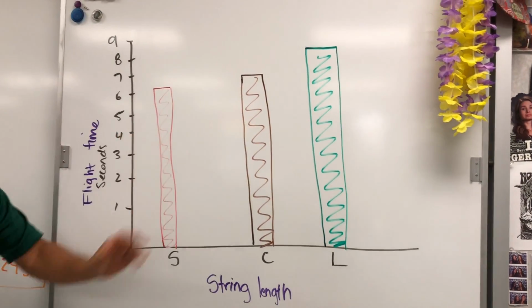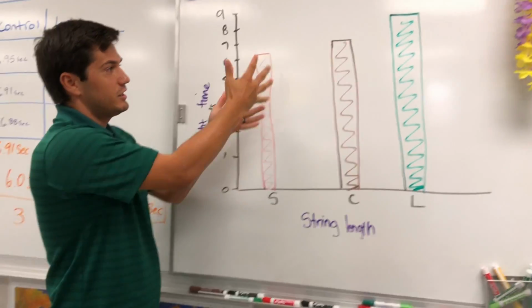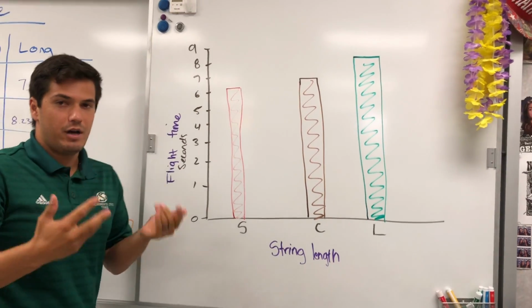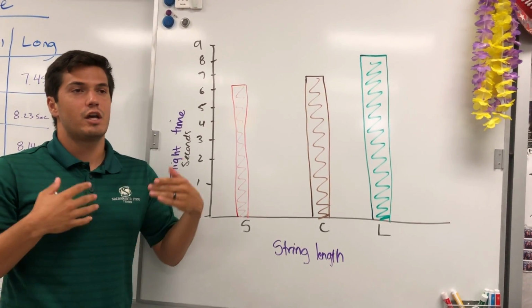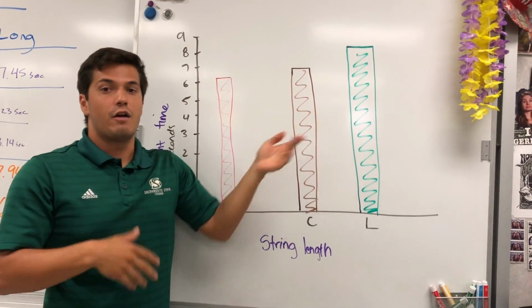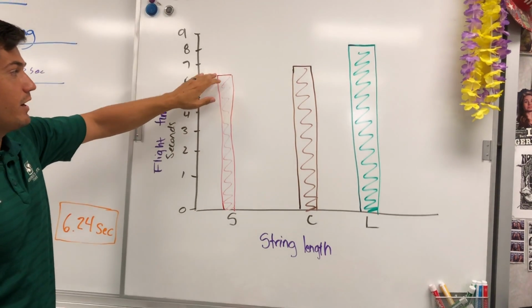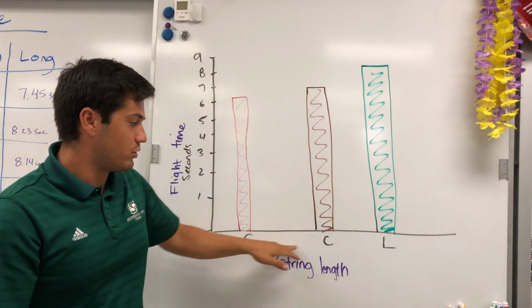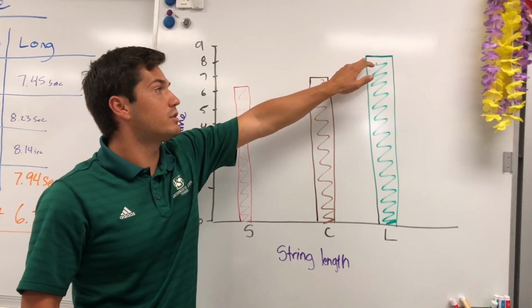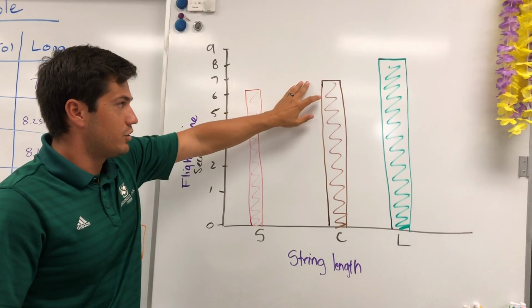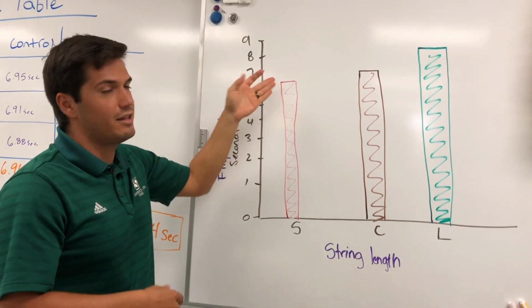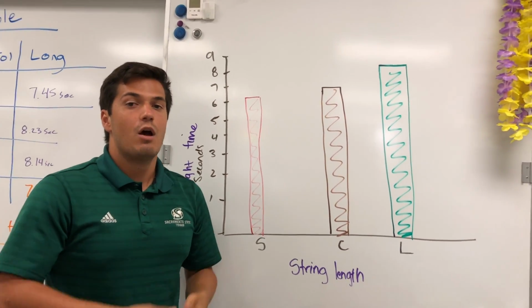Graphs are a really nice representation of our data because we can physically see the difference rather than just looking at the numbers. So we can honestly see, right, when we thought about our hypothesis, we first hypothesized that as the string length increases, our flight time increases. And we can actually now see that, right? As our string length increases from short to the control, which was our middle, and to the long one, our long one had the most flight time. Our control, which was the middle one, had the second most flight time, and then our shortest one had the least amount of flight time. So our hypothesis was supported.